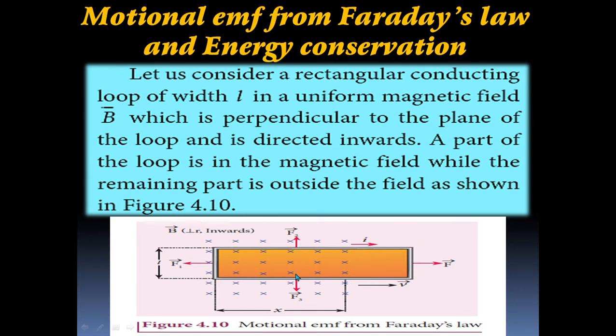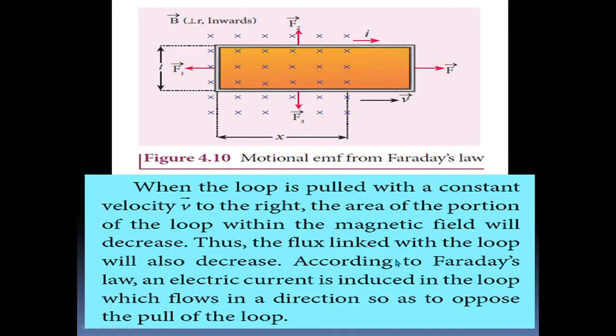So one part of the rectangular loop is placed in the magnetic field. The remaining part is placed outside of the magnetic field. What happens? When a loop is pulled with a constant velocity to the right, the area of the portion of the loop within the magnetic field will decrease. Thus, the flux linked with the loop will also decrease.